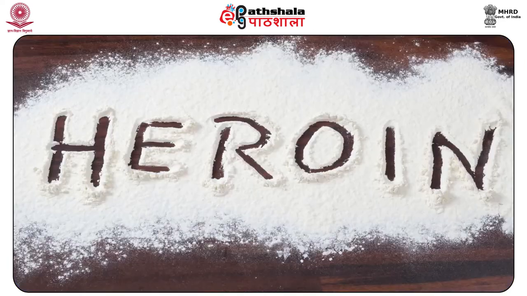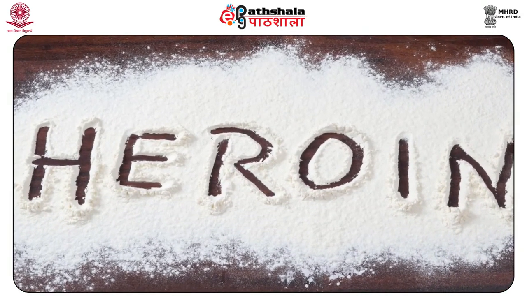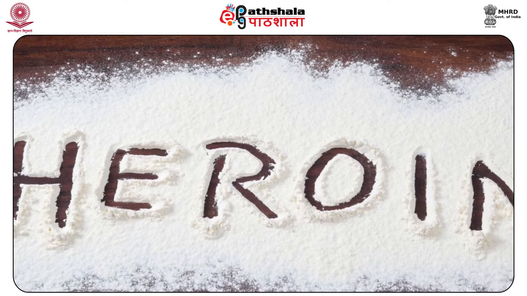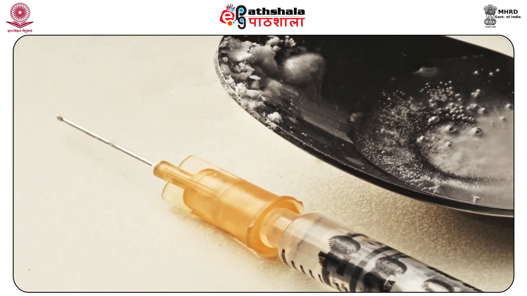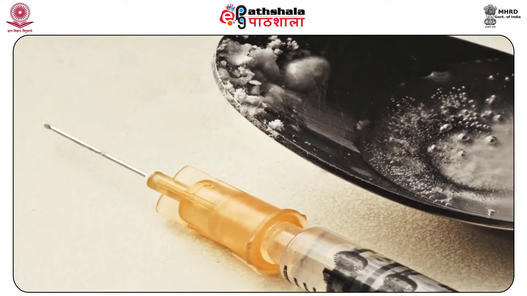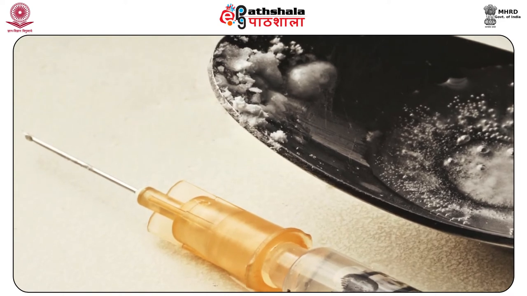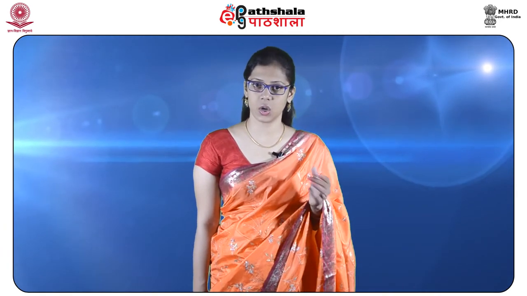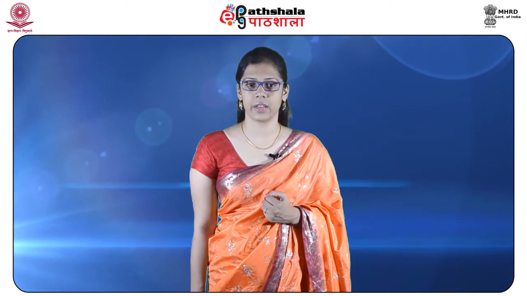Next is heroin. Heroin or diacetylmorphine is obtained by the acetylation of morphine. It is a white, odorless crystalline powder with a bitter taste. It resembles morphine in physiological action but is 3 times more potent than morphine and has been described as a dangerous drug. Like morphine and other opiates, it is taken orally, injected, or inhaled. It induces depression and reduction in sex urge, hunger and aggressive drives.